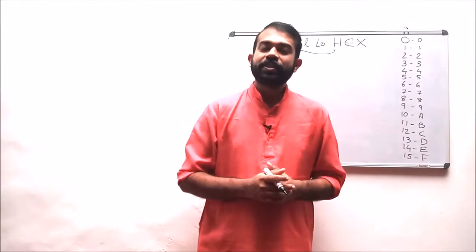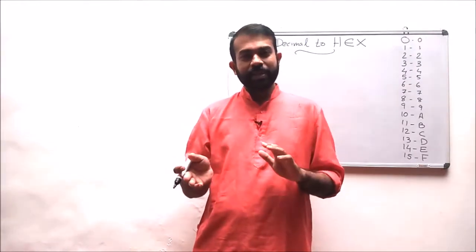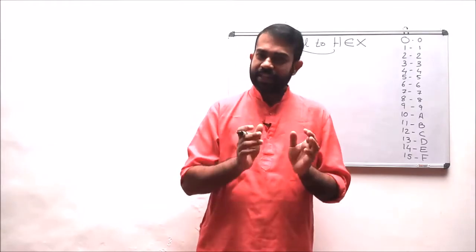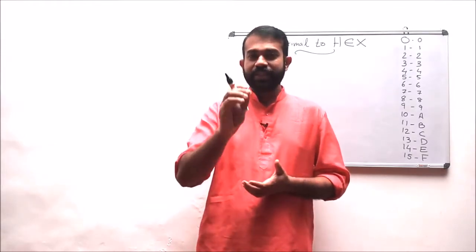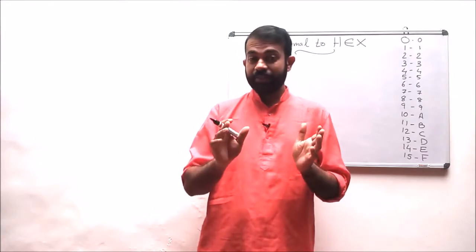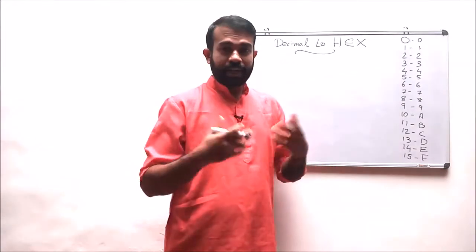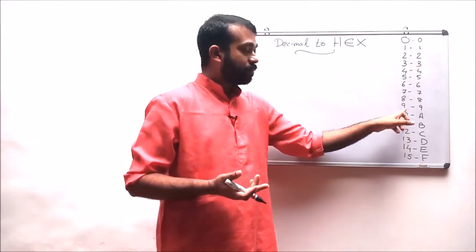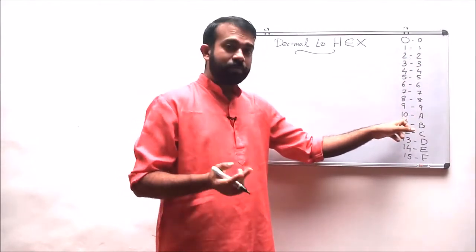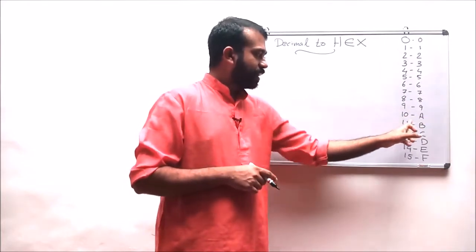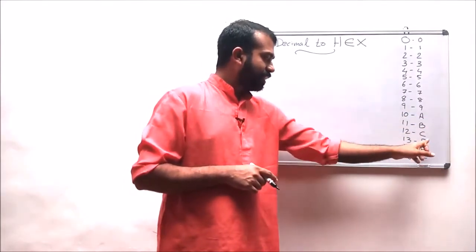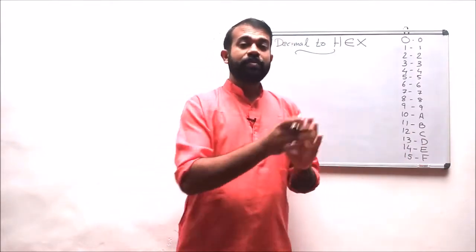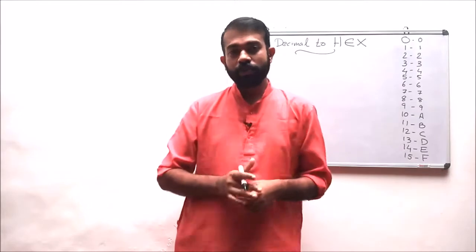In this lecture, we are discussing how to convert a decimal number into a hexadecimal number. As we all know, the hexadecimal number system consists of 16 different representations. The decimal number 0 is represented as 0, 1 as 1, 2, 3, etc. up to 9. And the decimal number 10 is represented as A, 11 as B, 12 as C, 13 as D, 14 as E, and 15 as F. So the different digits available range from 0 to 9 and A to F.